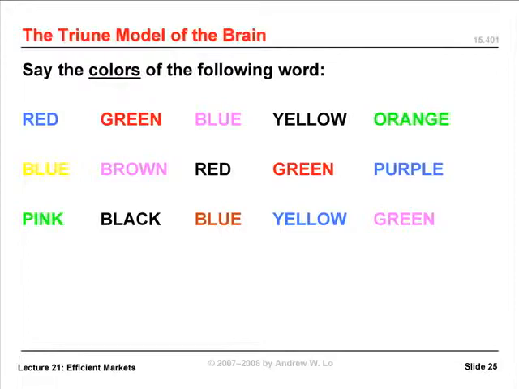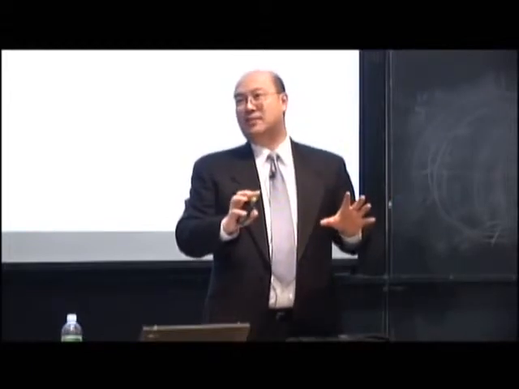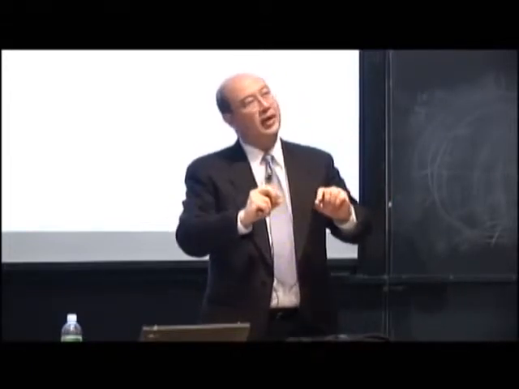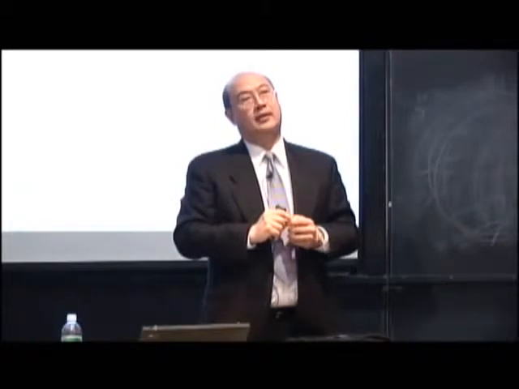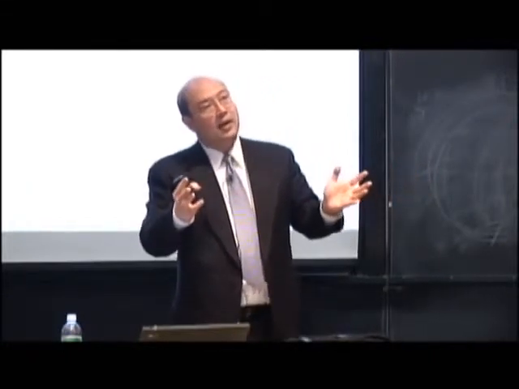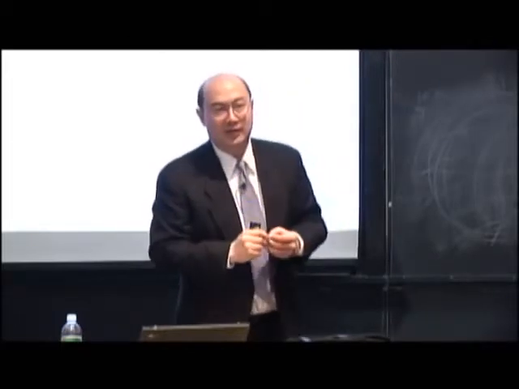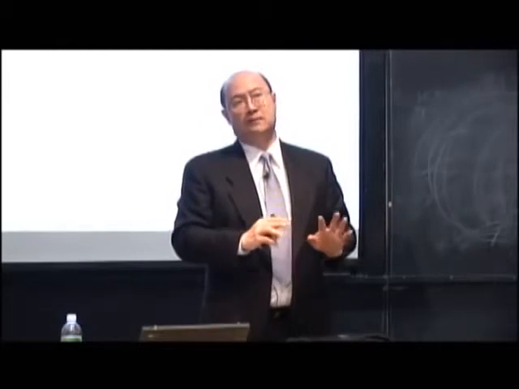Well, let me tell you what's going on. It turns out that language ability and color recognition are actually handled by two different parts of the brain. Language ability resides strictly in the neocortex, the hominid brain. But color recognition is actually part of the mammalian brain. Mammals can recognize colors very well.